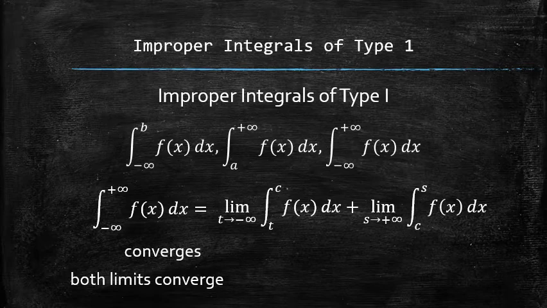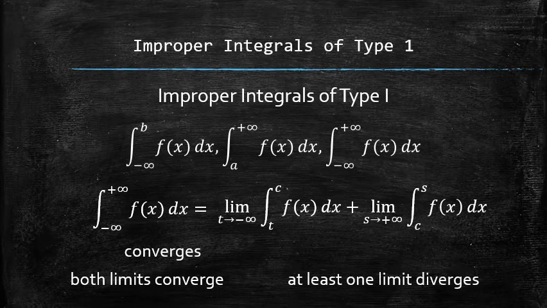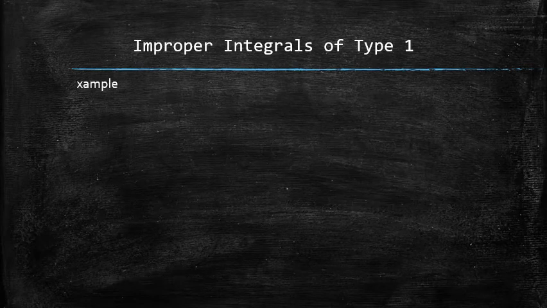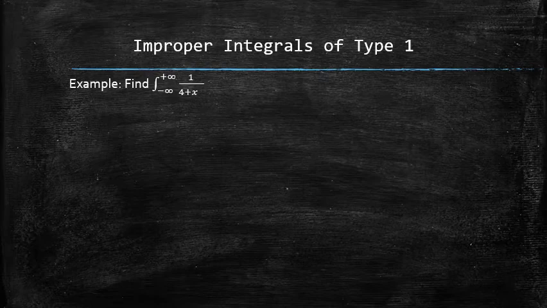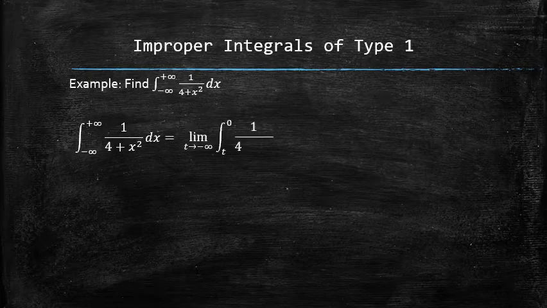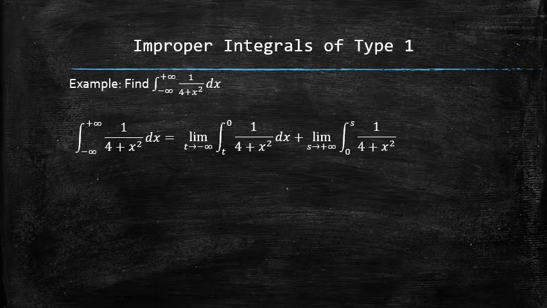Otherwise, if at least one of the new limits is infinite or doesn't exist, we say that the original integral diverges. For example, let's compute the following improper integral. We are going to use the subdivision property of definite integrals and split the original integral at 0 into a sum of two improper integrals, each of which we already know how to treat using limits.